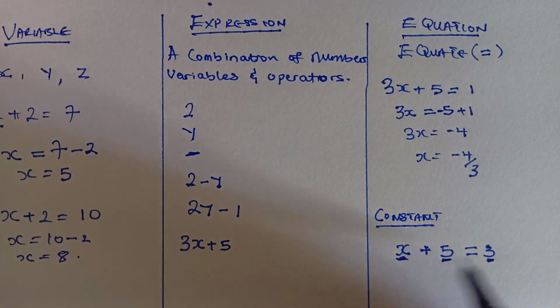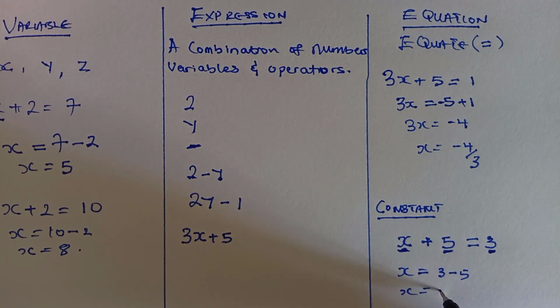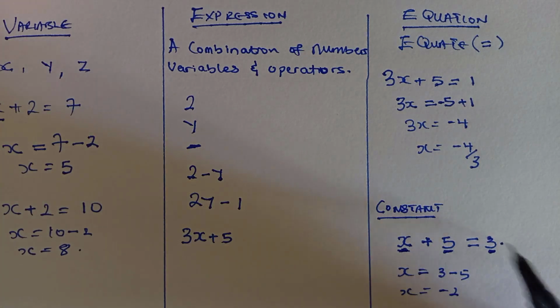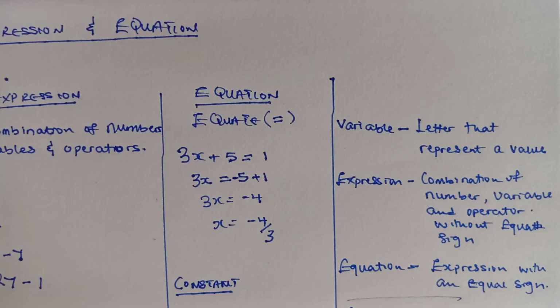So if we solve this equation, we're going to have x is equal to 3 minus 5, and x becomes minus 2. So in this kind of expression, first, 5 is a constant, while x is a variable. This is an equation, correct? And this is the value of the variable. So let's do a very quick recap of what we have discussed so far in this lesson.